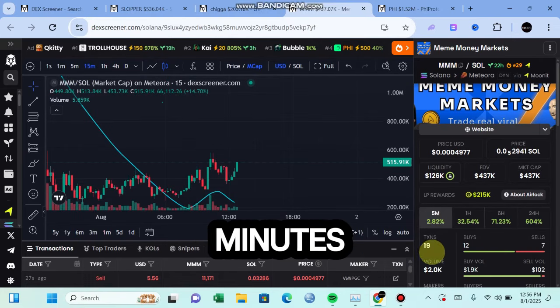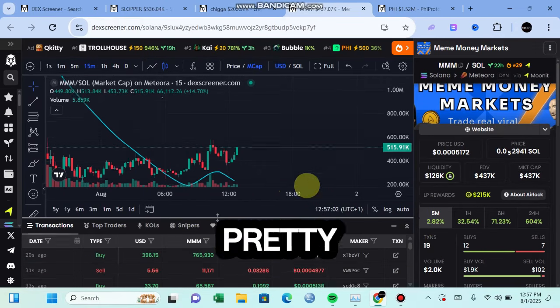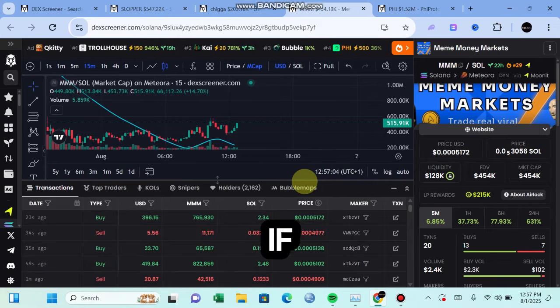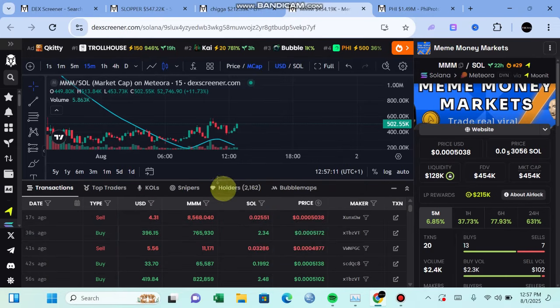In the last 5 minutes, just 19 transactions and K volume, which is not really good. But you can check the Twitter. If the coin is trending on Twitter, then you should consider buying it. But I prefer you wait first and see people putting more into this coin before you get right in.